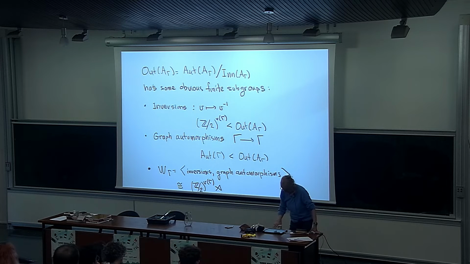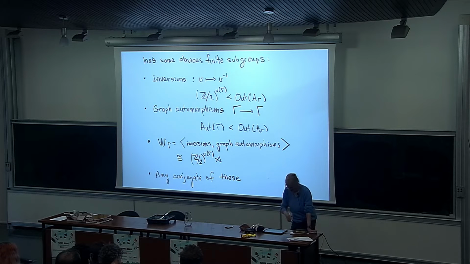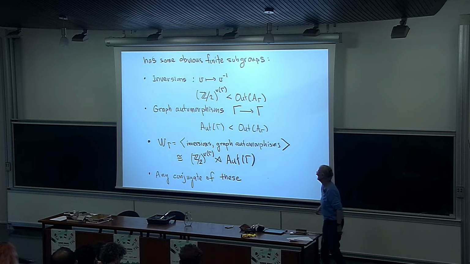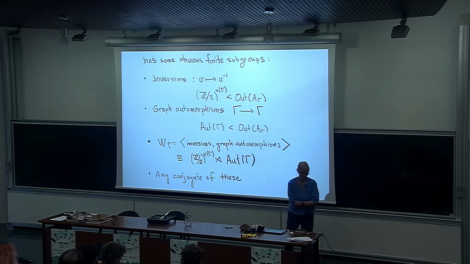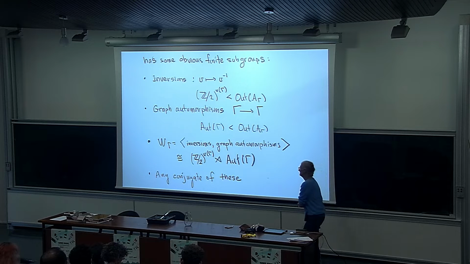The group generated by inversions and graph automorphisms, oh yeah, I was going to figure out, I always forget which one's normal, and I was going to figure that out before I started talking, but I forgot. Does anybody know which one's normal? And I got it right, good. Okay, and so that gives you a bigger finite subgroup, which sometimes we call the Weyl group associated to A_Γ.